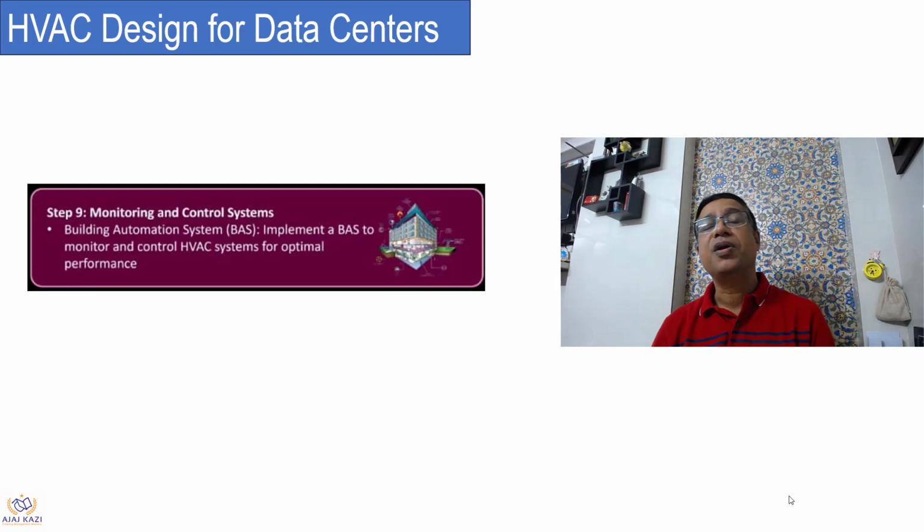Step 9, monitoring and control. I just talked about having designed a system, having implemented a system, and it not operating the way it is supposed to. That's not going to help. There should be a BMS, building automation system, which should be working properly, giving the right data, and ensuring the alerts so that you can take corrective actions and make sure the system runs smoothly and efficiently. Some alerts are given in advance.